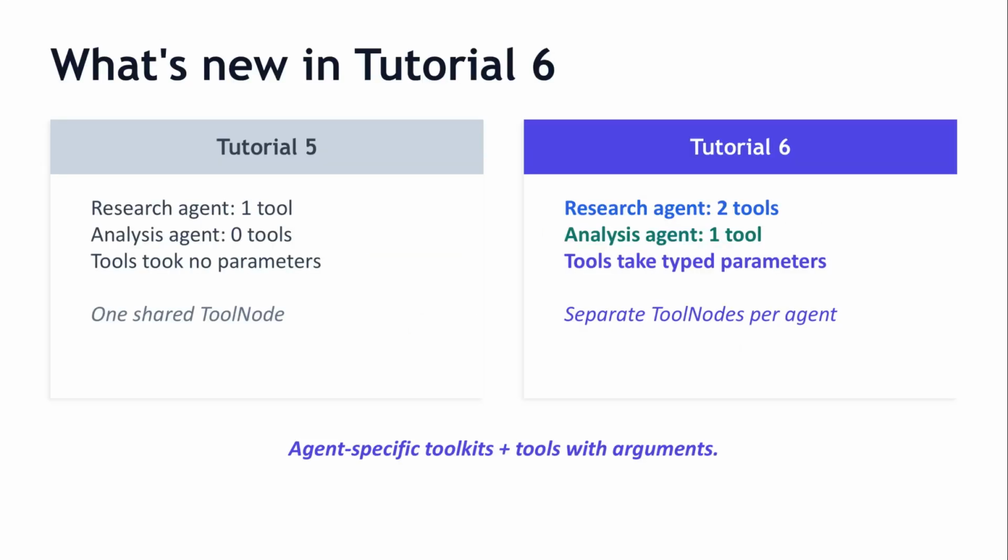In Tutorial 5, the research agent had one tool, the gold price fetcher. The analysis agent had no tools at all, and our tool took no arguments. Claude just called it. Today, we upgrade everything. The research agent gets two tools, gold price and a currency converter. The analysis agent gets its own tool, a portfolio calculator. And the new tools take parameters. Claude has to figure out what values to pass, not just whether to call the tool. This is where multi-agent systems start to feel like real applications.